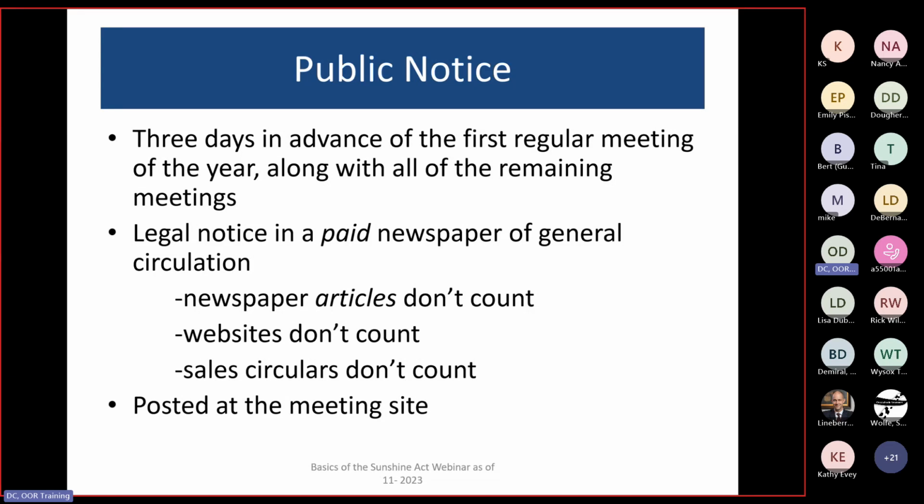It needs to be a paid newspaper of general circulation, okay? So that would mean that a newspaper article, what they typically call a puff piece, wouldn't count. Okay, it needs to be one of those legal notices that you pay for. Having it on your website, while that is a good idea, and I would recommend using social media to advertise your meetings, it doesn't satisfy the language in the law itself, okay? It needs to also include that paid newspaper of general circulation. And those free sales circulars that fill up our mailboxes 2 or 3 times a week, they don't count either. Paid newspaper of general circulation.